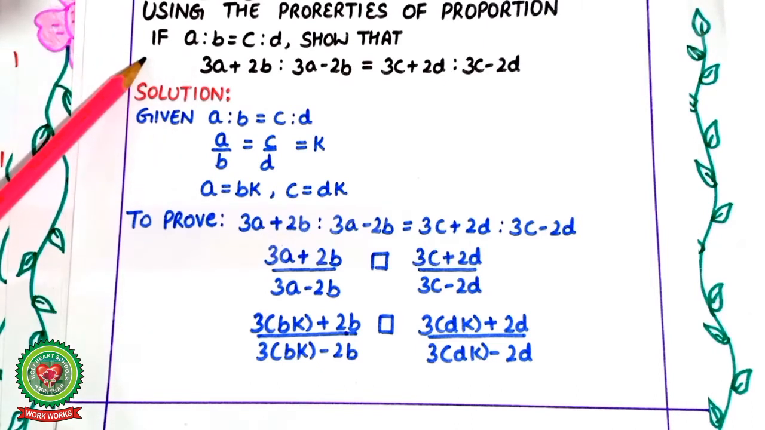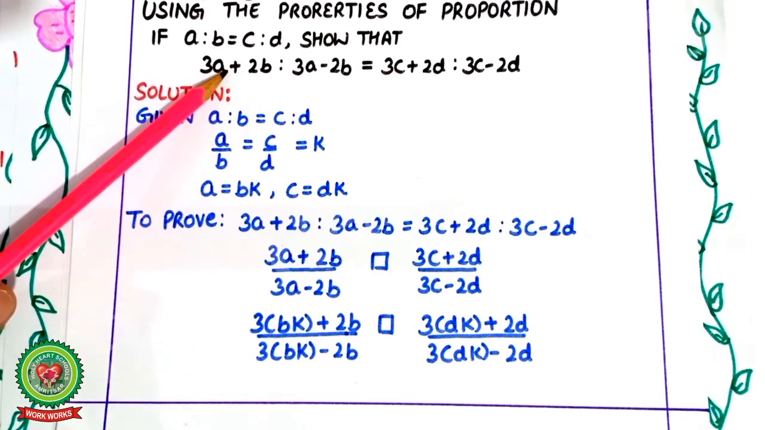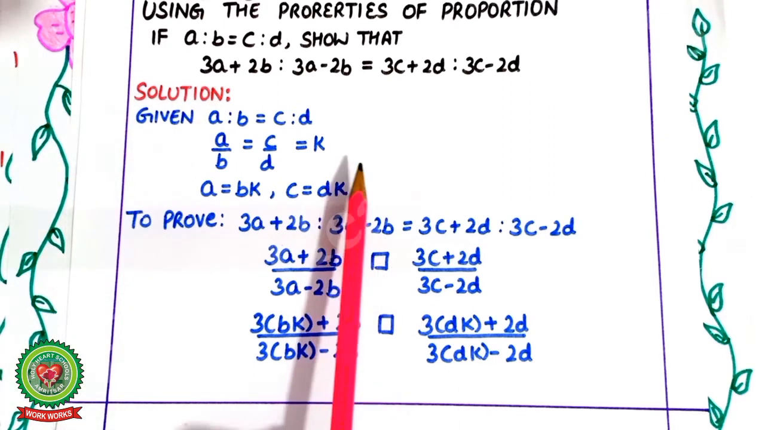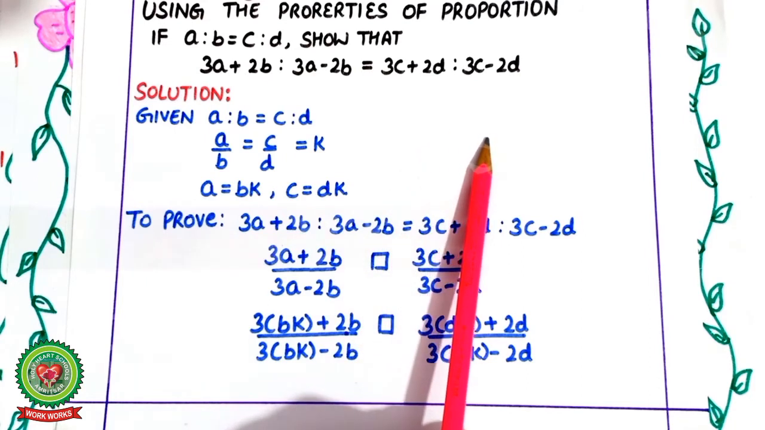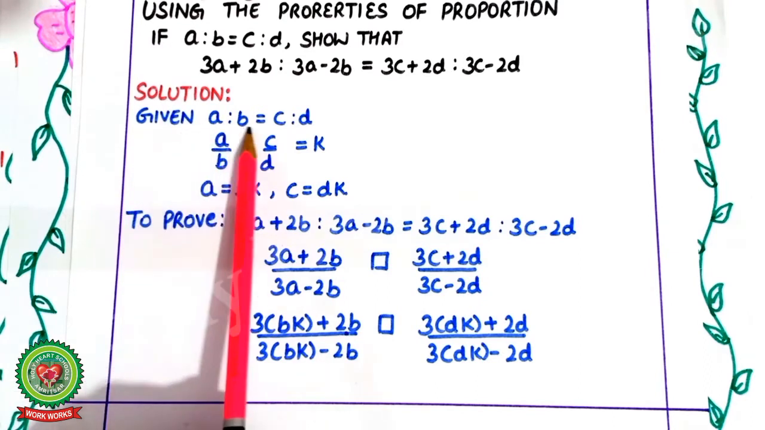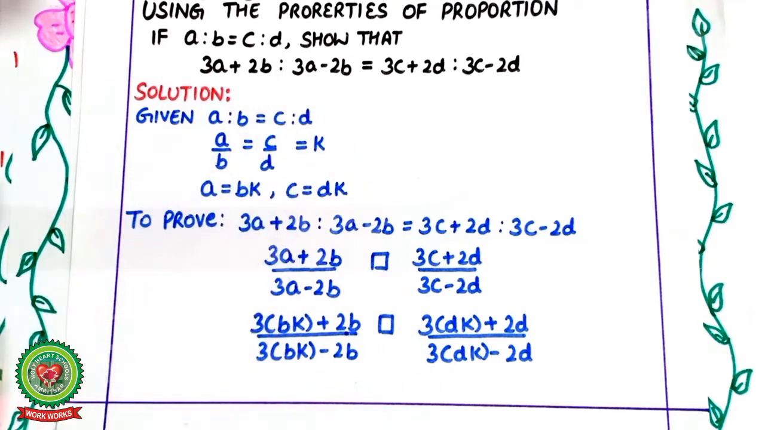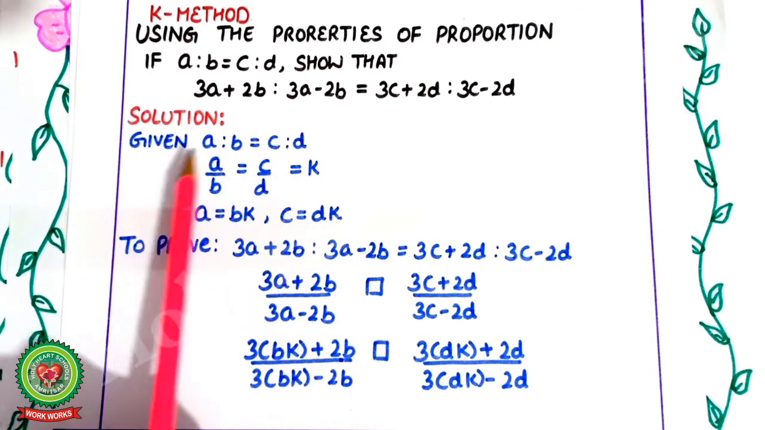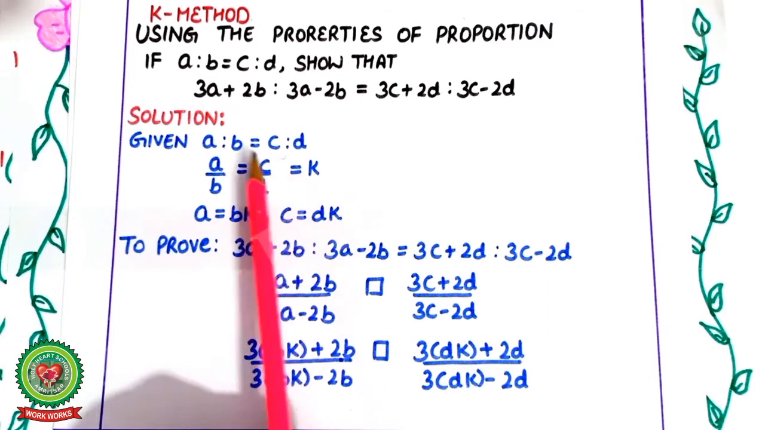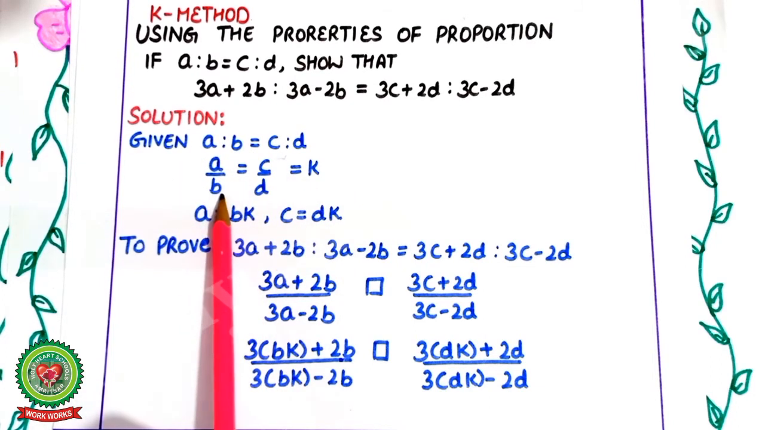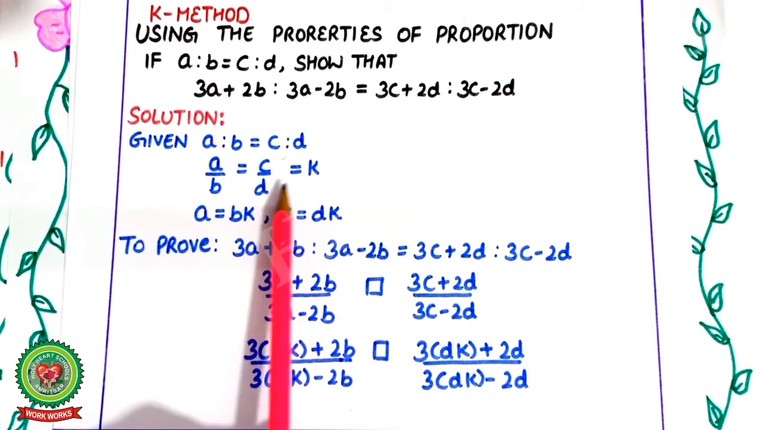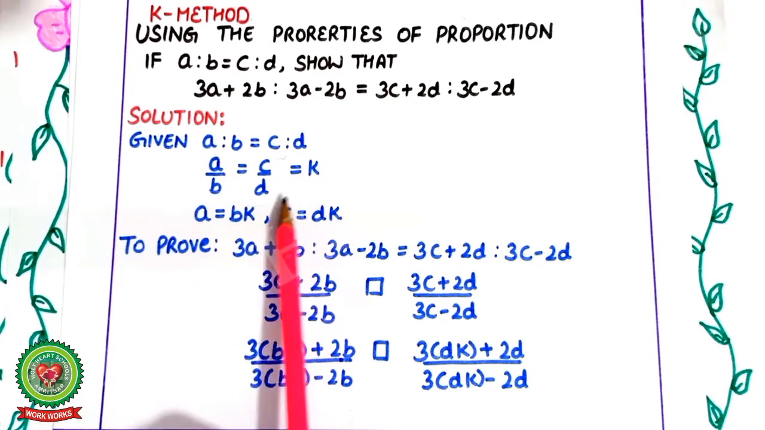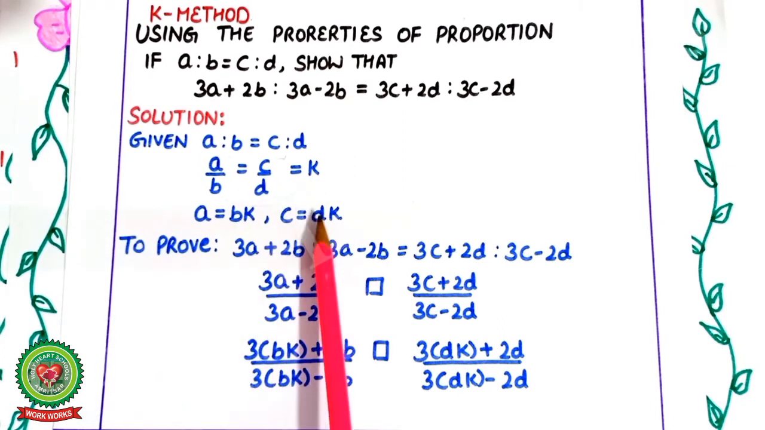Using the properties of proportion, if a ratio b equals c ratio d, we have to show that 3a plus 2b ratio 3a minus 2b equals 3c plus 2d ratio 3c minus 2d. In this case, the small value is given and the big value we have to prove. This is the K method. According to the K method, first of all we write the given: a ratio b equals c ratio d. Then write in fraction form: a upon b equals c upon d. According to the K method, we equate these ratios to k. From here, the value of a is b into k, bk, and the value of c is d into k, dk.